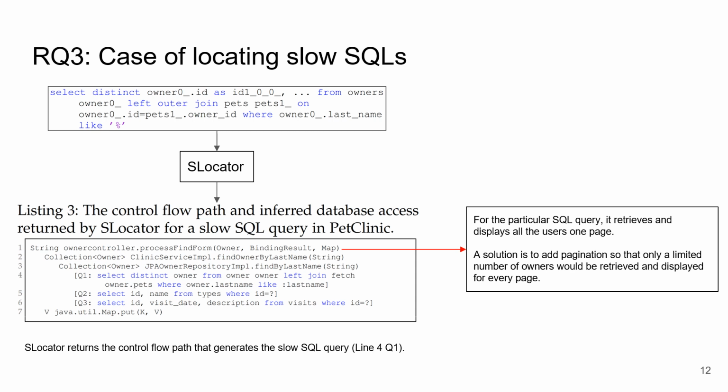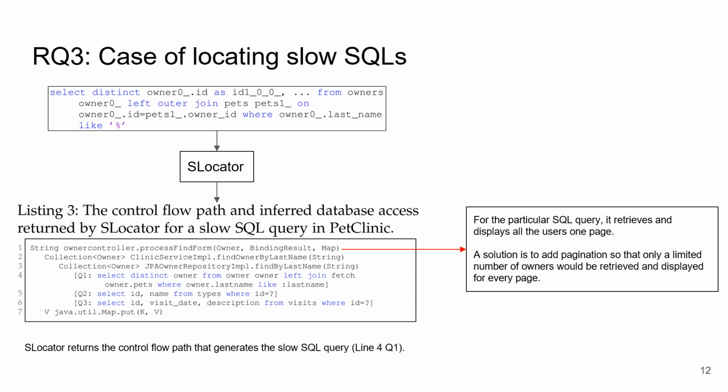In this RQ, we use a case study to illustrate how SLocator helps localize database access issues in database-backed web applications. In this case, the SQL query gets the owners by string matching, which could be relatively slow. For this slow SQL query, SLocator returns the control flow path that generates it. By examining the control flow path, we found that the web request handling method retrieves and displays all owners on one page. A solution is to add pagination so that only a limited number of owners will be retrieved and displayed on one page.